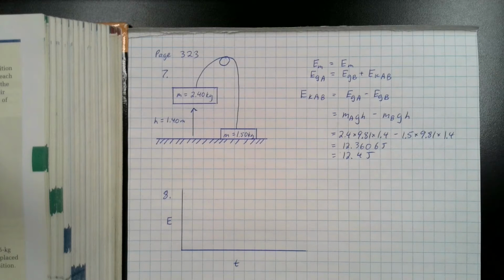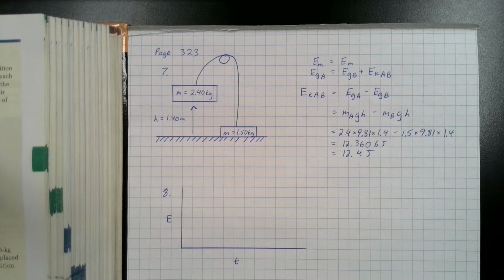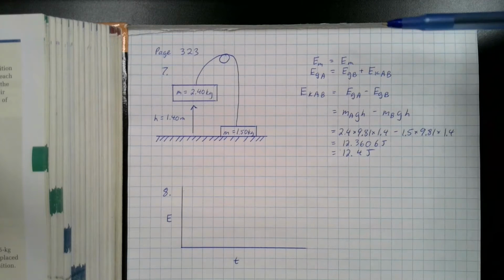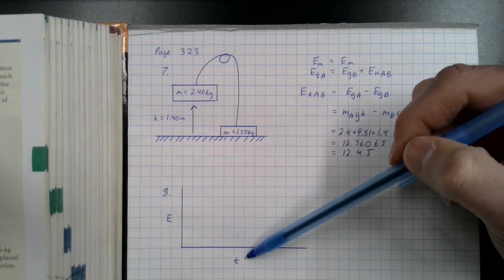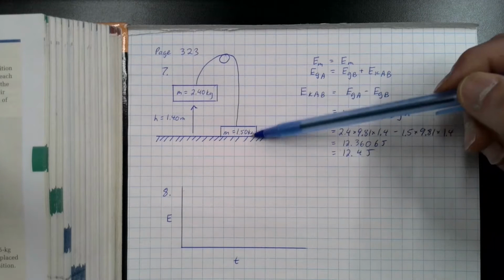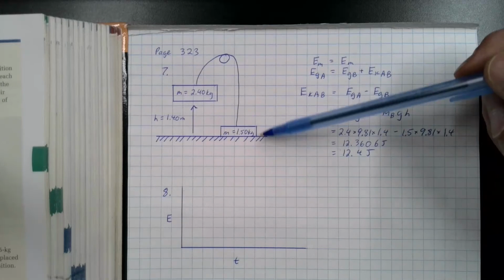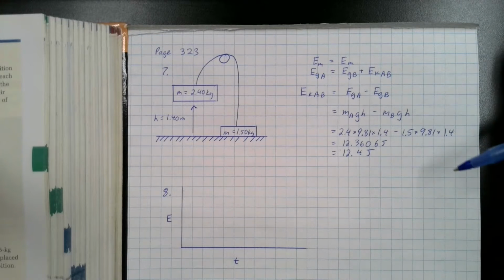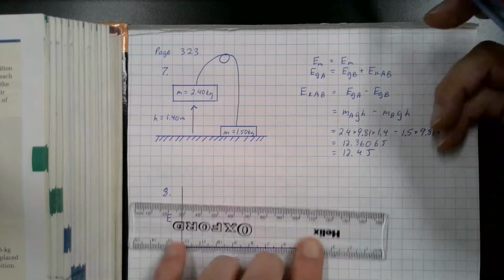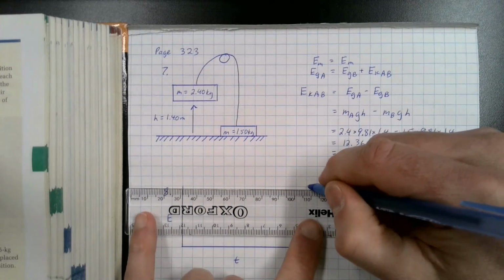So page 323, question number 8. We want to draw an energy versus time graph for mass A and mass B as they move. Now, we have no outside forces acting on the system, so we know our mechanical energy is going to stay the same. So I can draw that in right off the start.